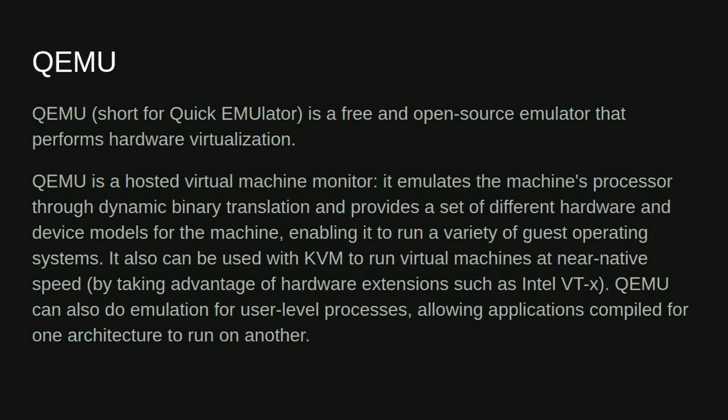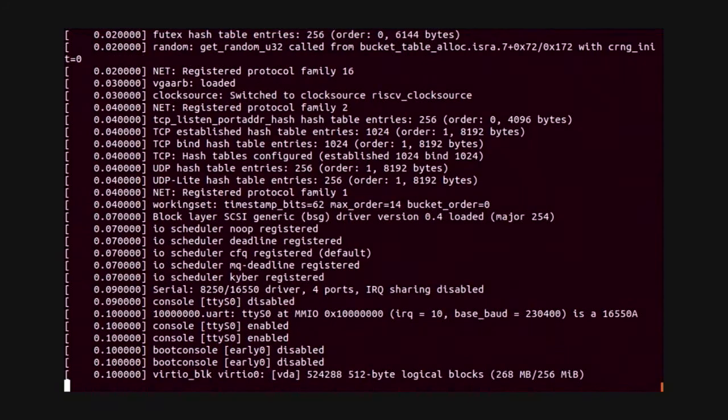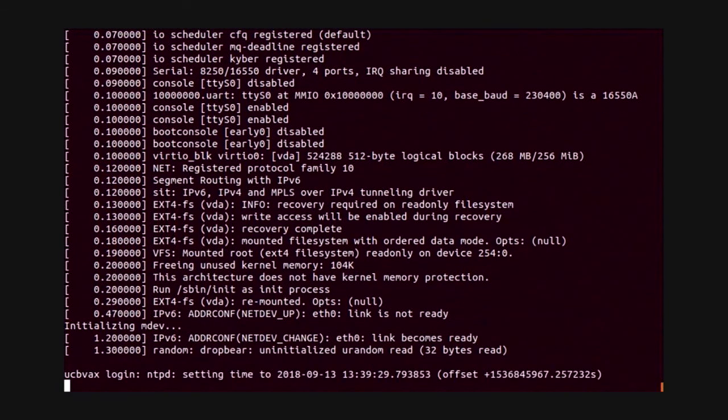QEMU been mentioned a lot here. Alistair is the great person to talk to when talking RISC-V on QEMU. It's just an open source emulator for hardware virtualization. I'm not going to read out the whole slide there. And again, somebody mentioned before, really long lines for QEMU just to boot a Linux system. So that's QEMU running in Linux.